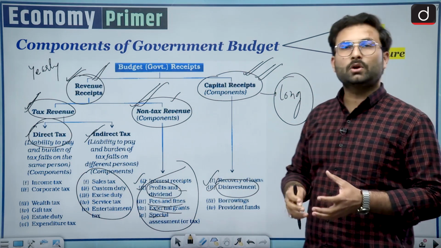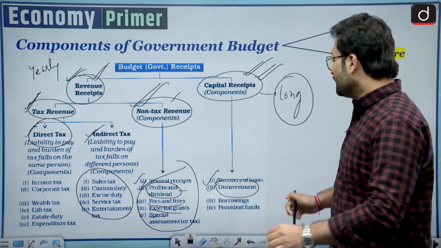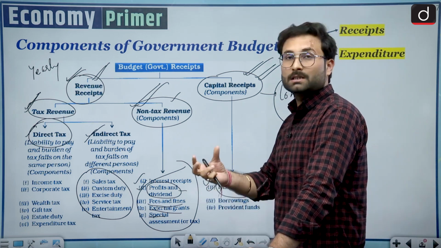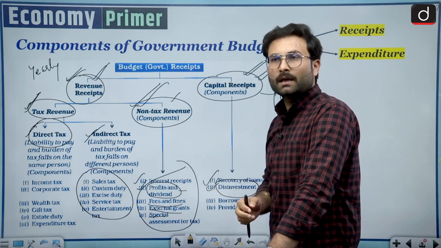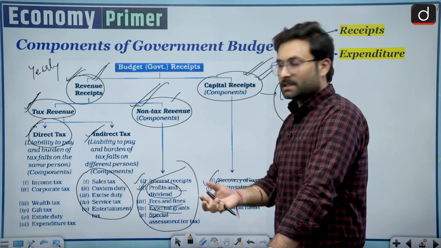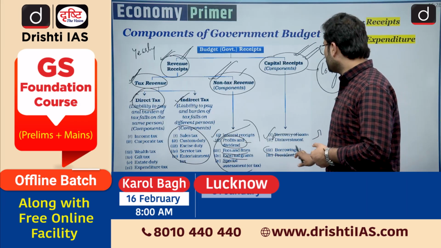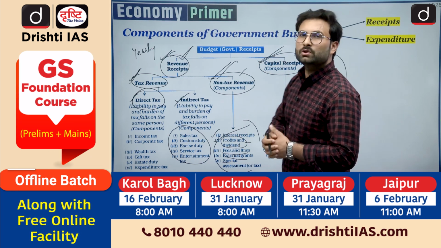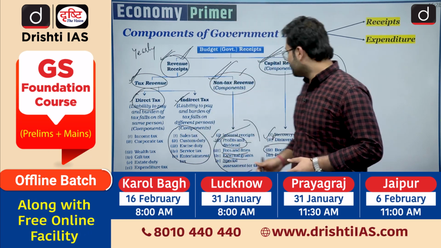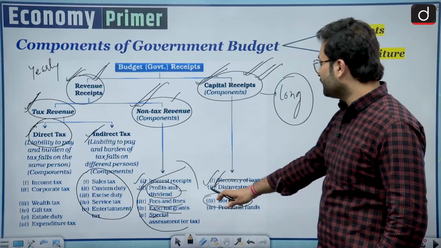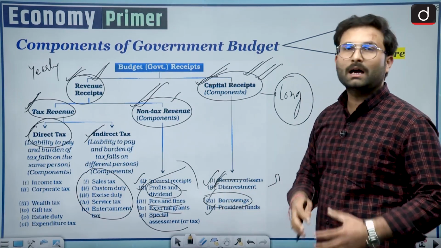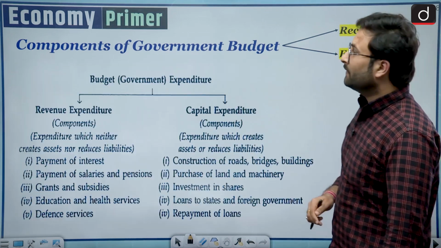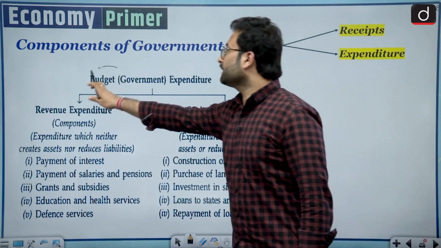Okay, that is also not on a yearly basis, because these investments are decided by the government, how much disinvestment the government has to go for. So that can vary on a year to year basis. Okay, and then borrowings are also part of your capital receipts, because borrowings are also long term. So all these aspects like recovery of loans, disinvestment, borrowings and provident funds are basically part of your capital receipts.